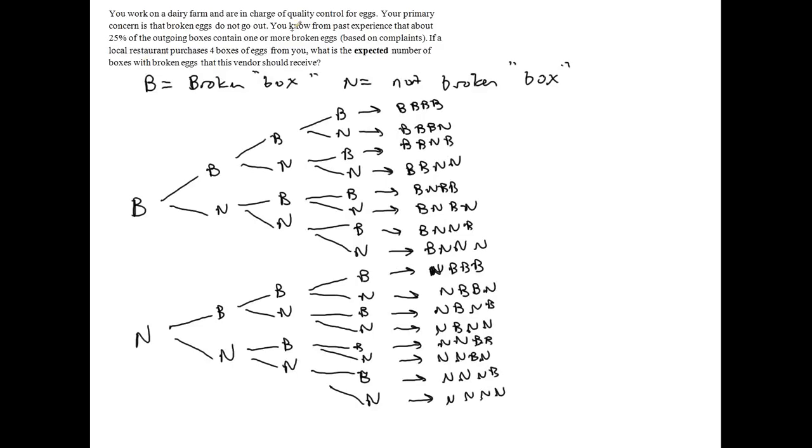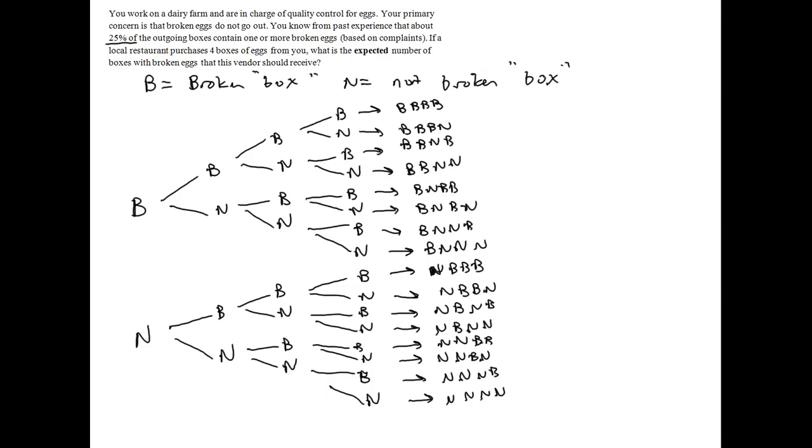We're told that we work on an egg farm here, and we want to make sure that boxes that have broken eggs don't go out. So 25% of the time, a box will have some number of broken eggs. This is not really important because we will qualify a box as being a broken box if it has a broken egg. It will be not a broken box if it doesn't have any broken eggs. So it's as simple as that.